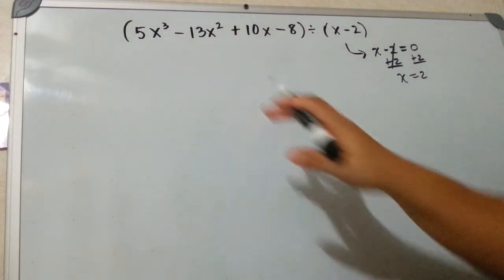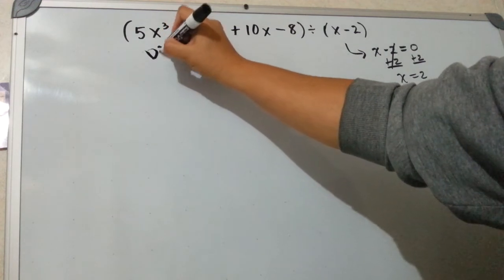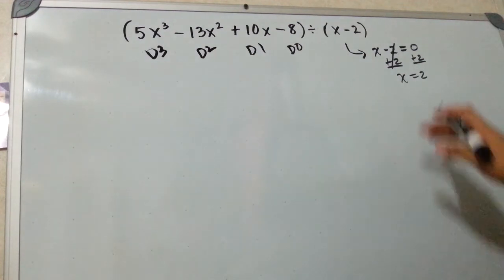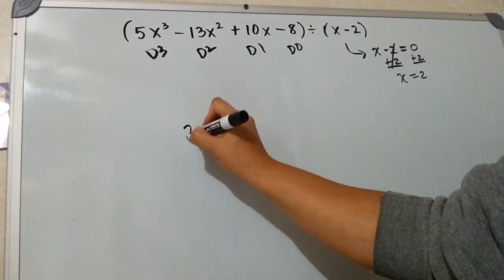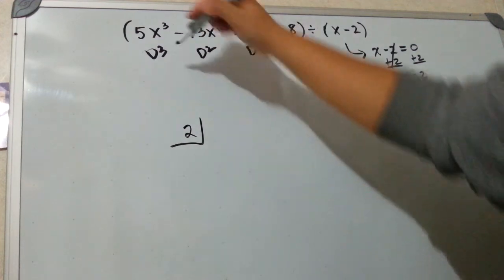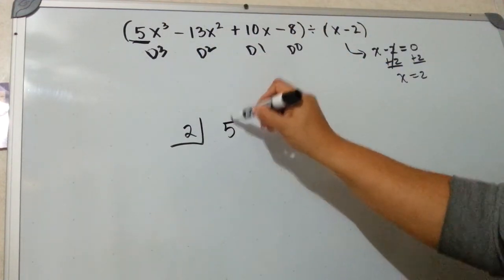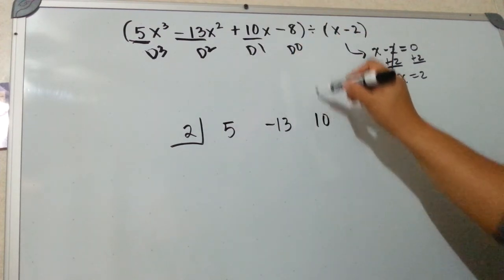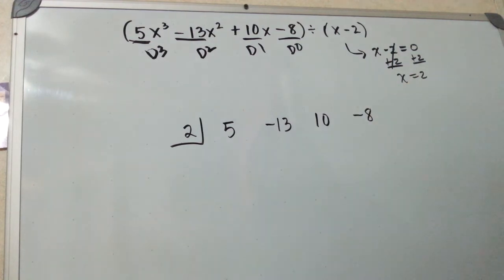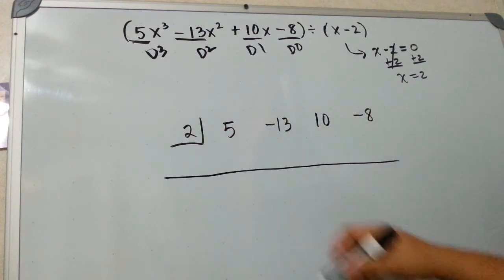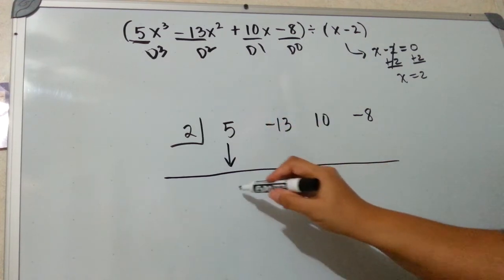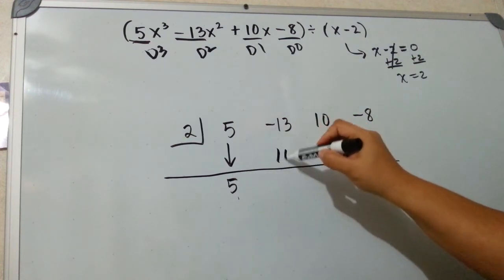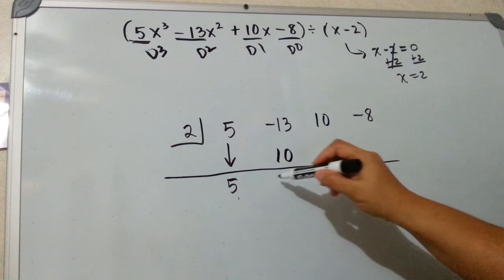Right? And then over here, check that you have all your degrees. This was degree 3, degree 2, degree 1, degree 0. So all the degrees are present, and we know the x is 2, so you take the 2, box it in, and then you take the coefficients. So we take the 5, we take the negative 13, we take the 10, then we take the negative 8. Right? Drop this down, that means you don't place anything there. Now multiply. 2 times 5 is 10. Put it over here. Negative 13 and 10 is negative 3.